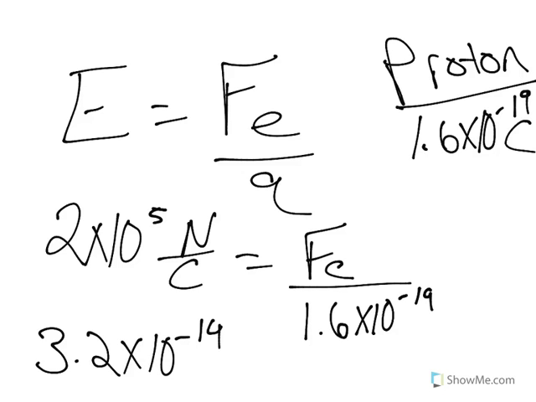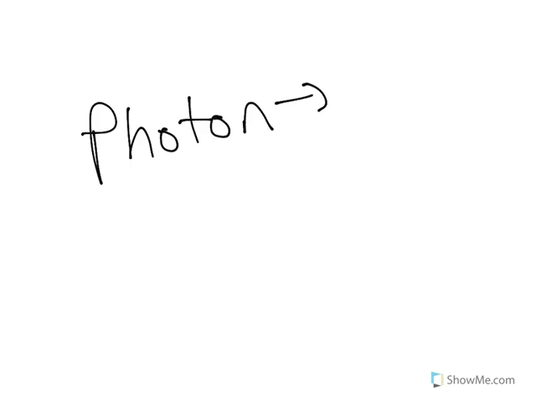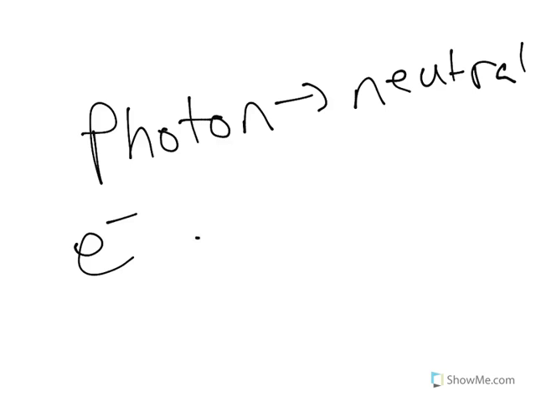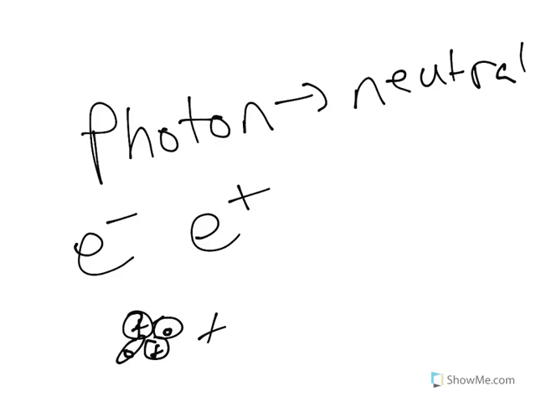Alright, next up we got 3. 3 is which could not be accelerated using an electric field. The answer is a photon, and the reason a photon couldn't be accelerated using an electric field is it is electrically neutral. The other 3, an electron has a negative charge, a positron has a positive charge, and an alpha particle has 2 protons and 2 neutrons, so it's got a +2 charge. Alright, so electron, -1, positron, +1, alpha particle +2, and so these can be accelerated in an electric field. The photon cannot.